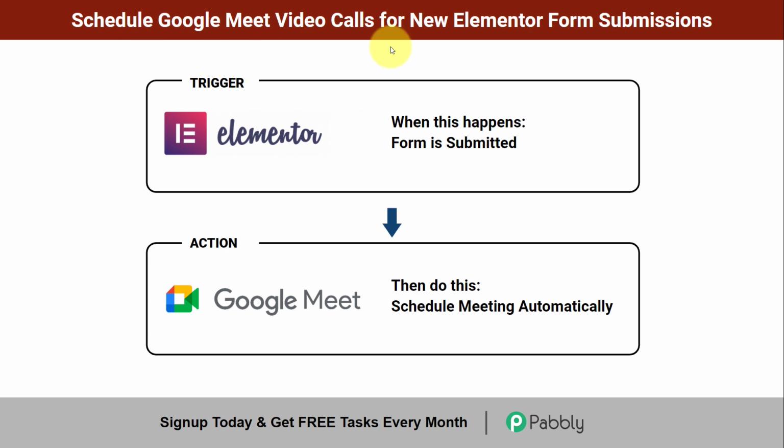How to schedule a Google Meet video call automatically for every new Elementor form submission. So if you are using Elementor form for collecting online appointments, and for taking those appointments you are using the Google Meet software, then this video is for you, because here I am going to teach you how, whenever your Elementor form is submitted, you can automatically schedule a meeting in Google Meet for the very same person who has just submitted the form, without doing anything manually.